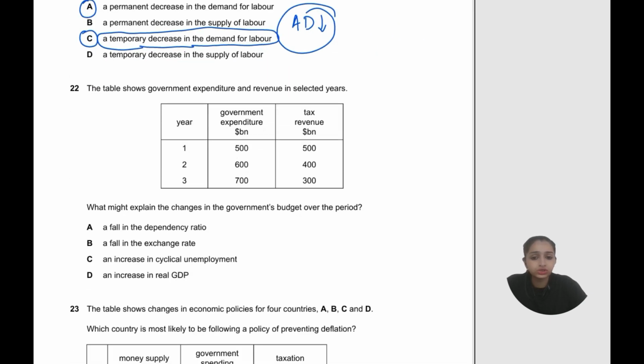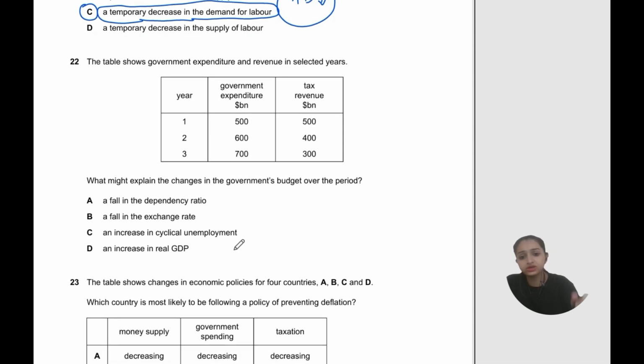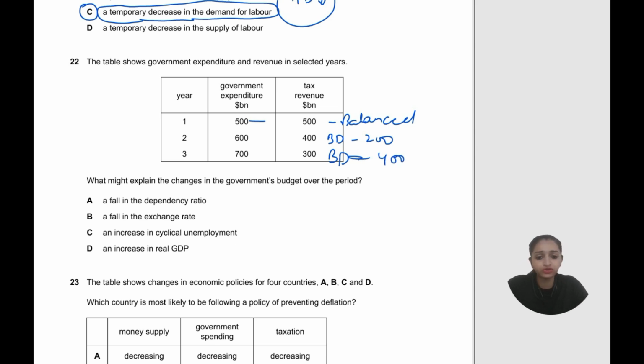Now, the table shows government expenditure and revenue in selected years. Again, they have given us three different scenarios. What might explain the change in the government budget over time? Now, just look at this very carefully. Here, it is 500, 500. The budget is balanced. Here, the government expenditure is 600, whereas the tax revenue is 400. So there is a budget deficit of negative 200. And here, 700 and 300, there is a budget deficit of negative 400. Correct? What might explain the changes in the government budget over the period of time?